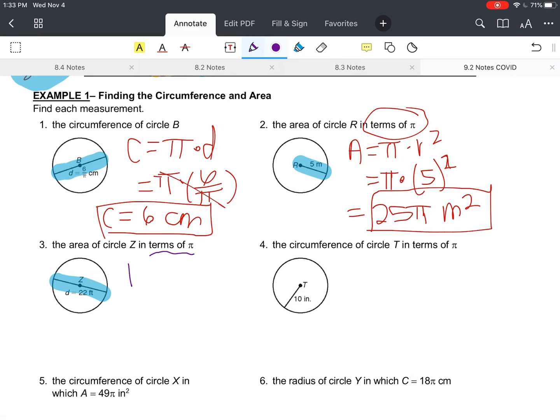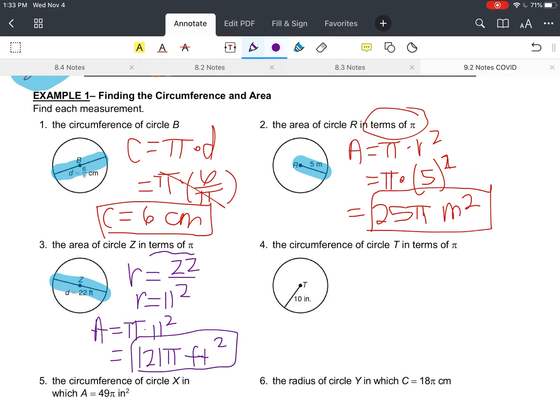Number 3, it wants me to find the area, again, in terms of pi. This time, however, we were given the diameter, not the radius. So in order to find the radius, I first have to take my diameter and divide by 2. So if my diameter is 22, my radius will be 11. And so now I'm going to say area equals pi times 11 squared, which in this case is 121 pi feet squared because it's area.